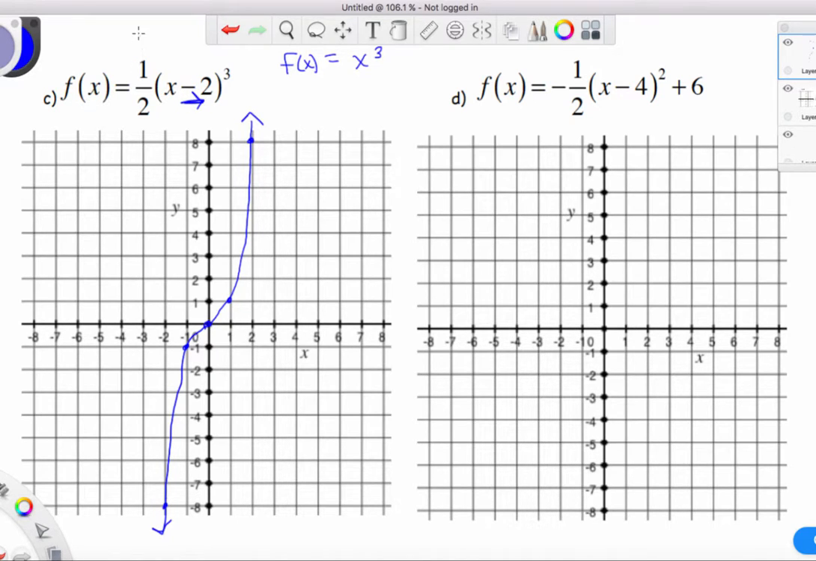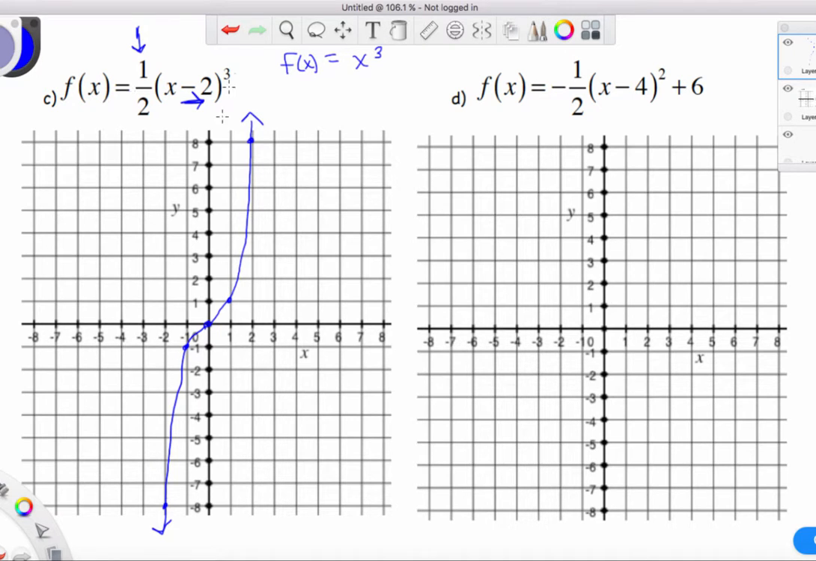And then I have a number on the outside of my function, so that is going to compress my y values, and it's going to compress or stretch the y values. In this case, it's going to compress them. It's going to take my y value and half it.